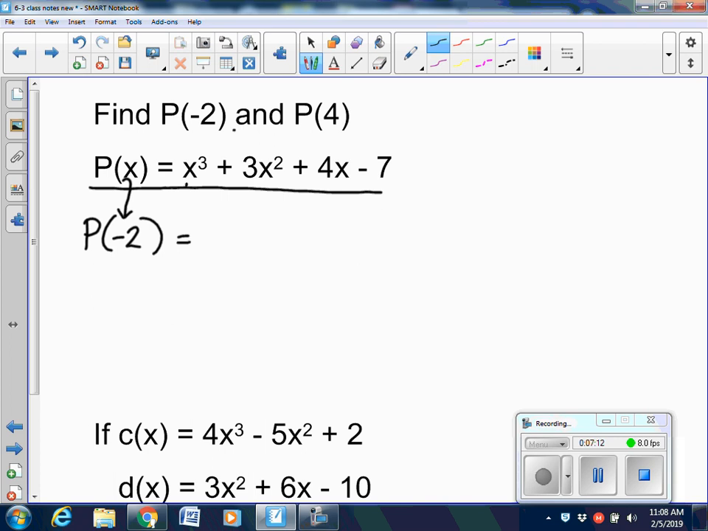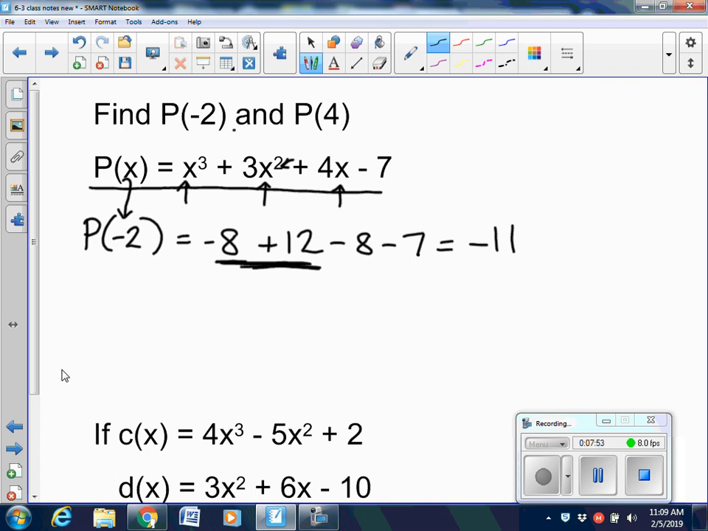So that means in place of all of the x's on this side of the problem, you're going to substitute a negative 2 in. A negative 2 times a negative 2 times a negative 2, three times, makes a negative 8, plus a negative 2 times a negative 2, two times, makes 4, and 4 times 3 is 12, minus 8 minus 7. So your final answer is negative 8 plus 12 makes 4, and then 4 minus 8 is negative 4, that makes a negative 11. So that's what a P of negative 2 would look like on the ACT.